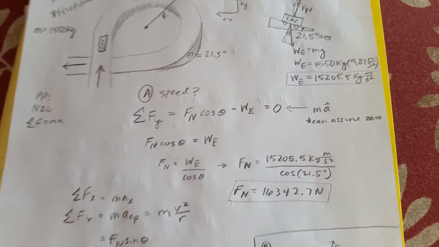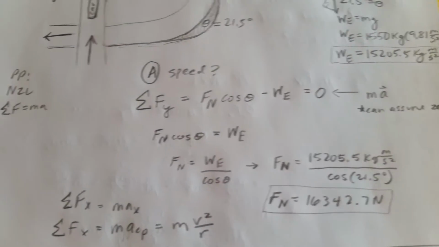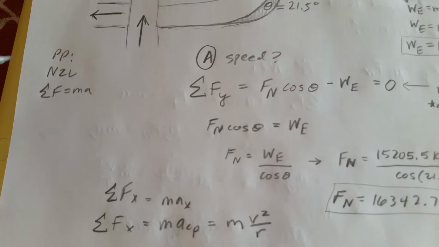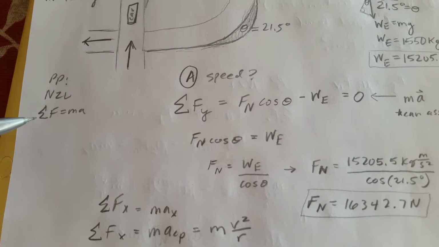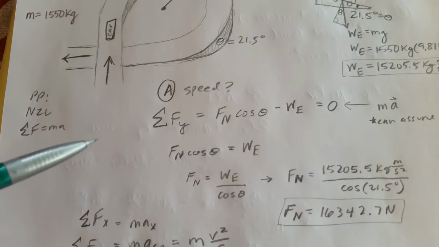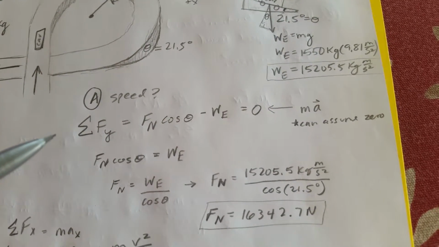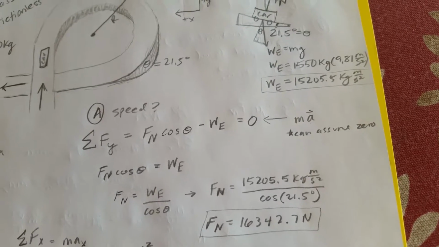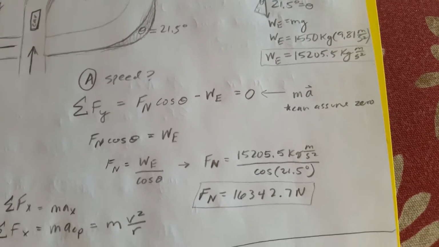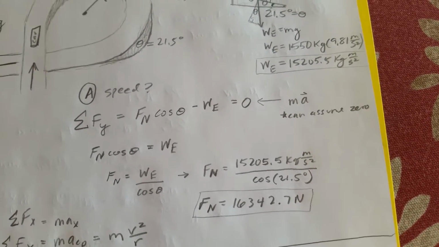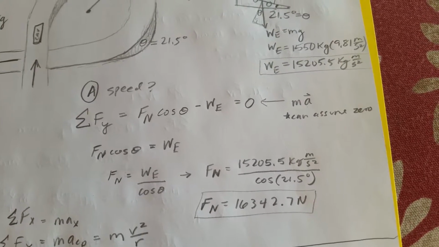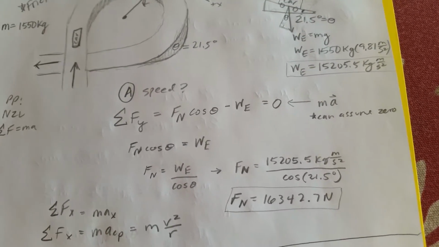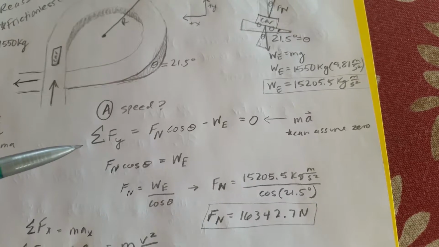And then, for part A, it asked you for the speed. So the physical principle here is Newton's second law, which is the sum of the forces equals m times a. So in order to find speed, you first have to find the force normal, because that helps you find the sum of the forces in the x direction. So you start with the forces in the y direction.